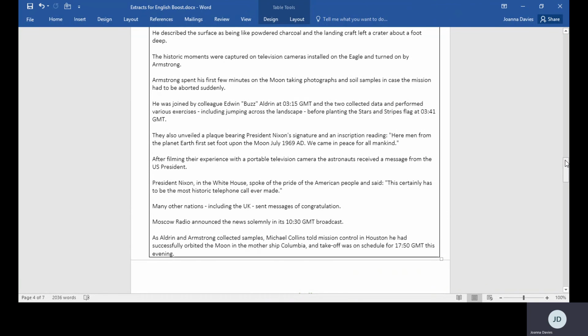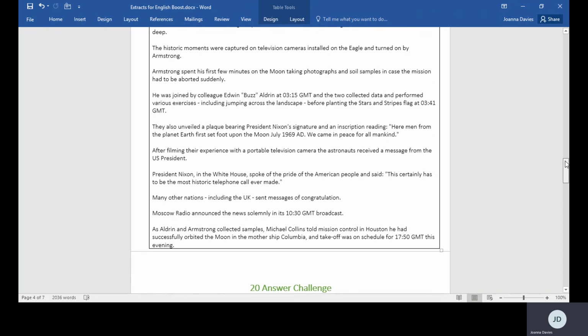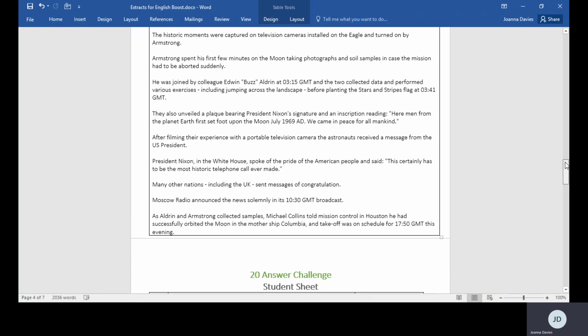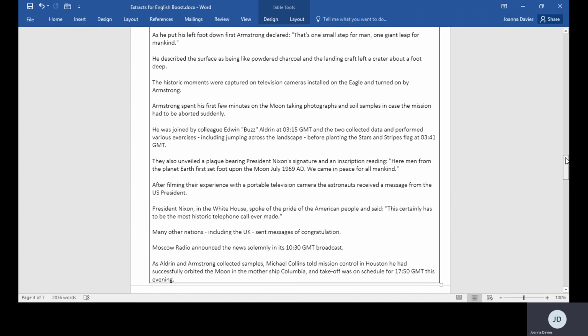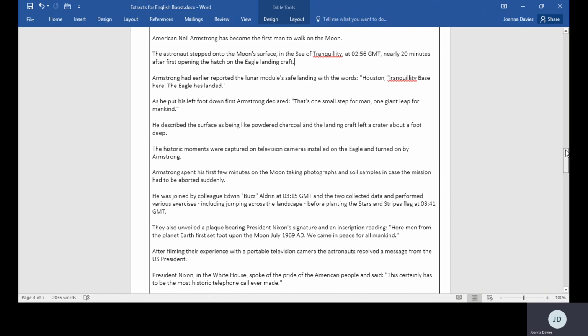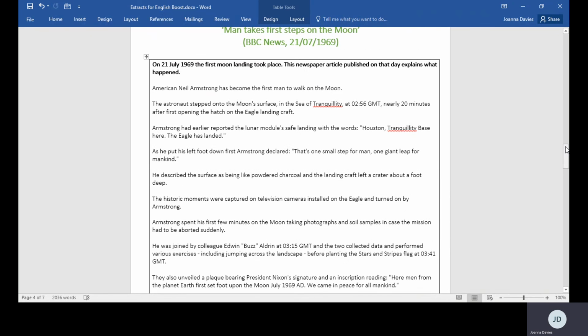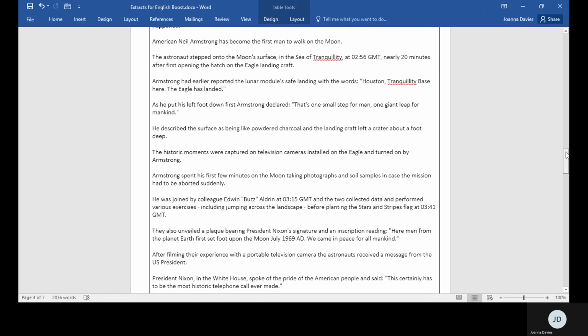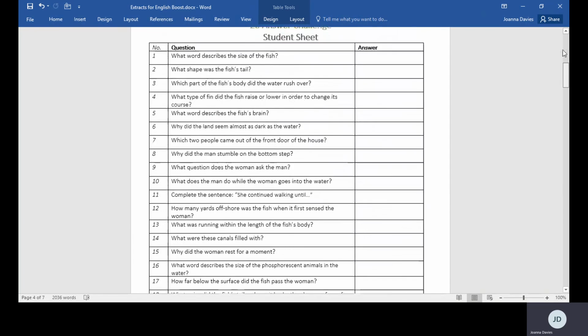Then see if you can come up with your own language question. How does the writer use language to describe the experience of landing on the moon? How does the writer use language to describe the surface of the moon? And then finally, looking back at the beginning of this session, how does the writer structure the text? How is it structured? How does it start? How was in the middle? How was at the end?